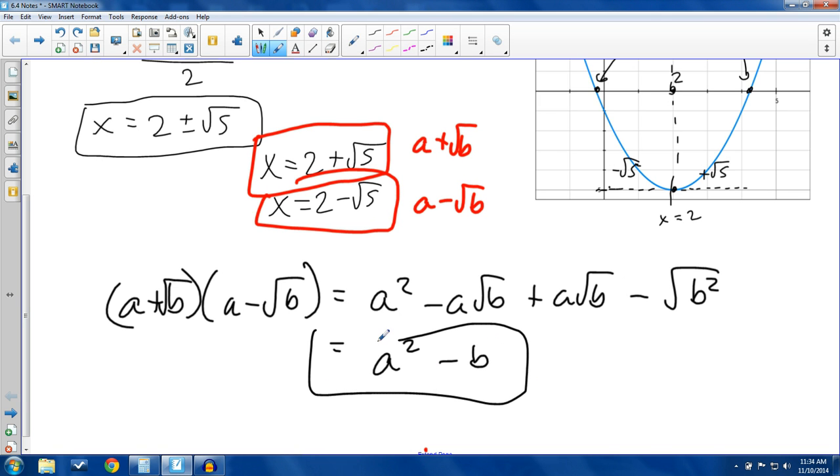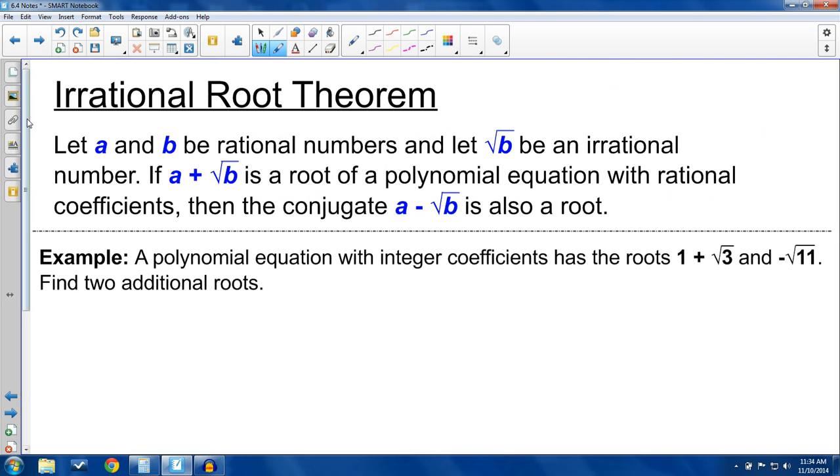So the whole thing I'm taking home with this is that these are both rational numbers. Okay? When you do this multiplication, you end up getting rational numbers. You eliminate all your irrationals. So that's the cool thing about this, is you can have real number coefficients and still have irrational numbers.